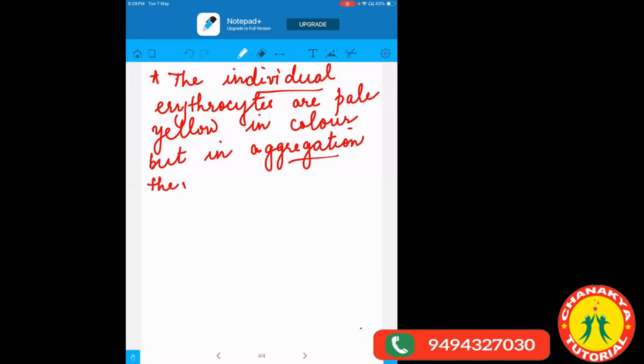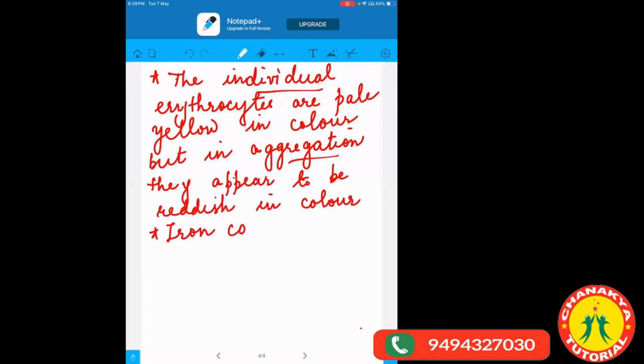In aggregation, they appear reddish in color. So this is again a very important point. When they are present individually, they will be pale yellow in color. But as soon as the cells of these RBCs come in contact with each other, they will be red in color. Now this red color is because of the hemoglobin.